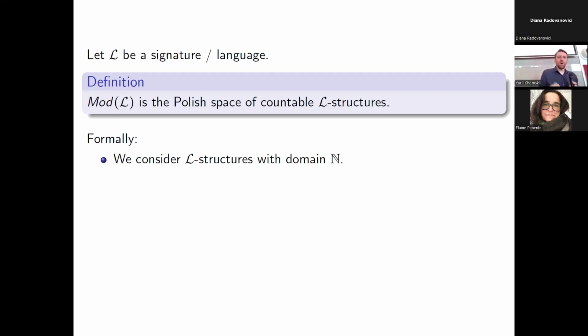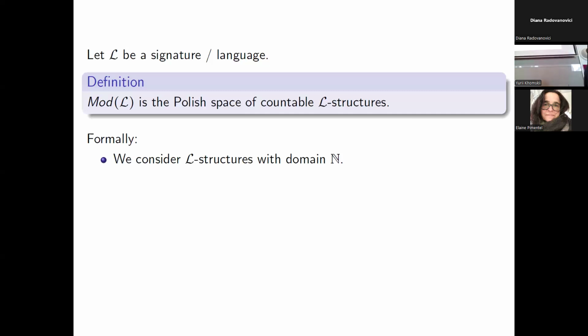And so all the relations and functions of the structure are now going to be relations and functions on that particular domain. So the idea is we're not really thinking up to isomorphism. We're separating out different isomorphism types, different ways of presenting the group on the natural numbers, and we're thinking of those as separate elements of Mod(L). So one structure is probably going to have many, many different copies inside of Mod(L), presented in different ways.